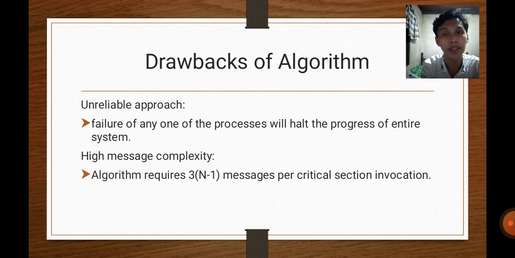Drawbacks of the algorithm. First, it is an unreliable approach. Failure of any one of the processes will halt the progress of the entire system. And last, high message complexity. The algorithm requires 3(n-1) messages per critical section invocation.